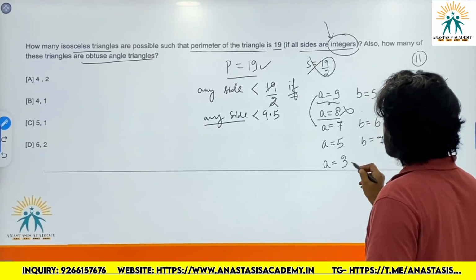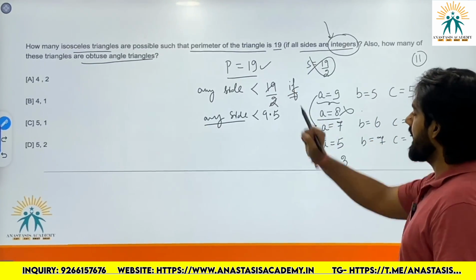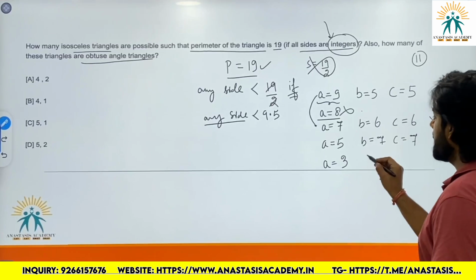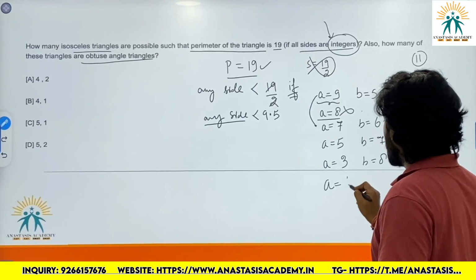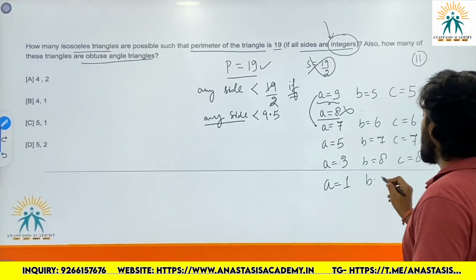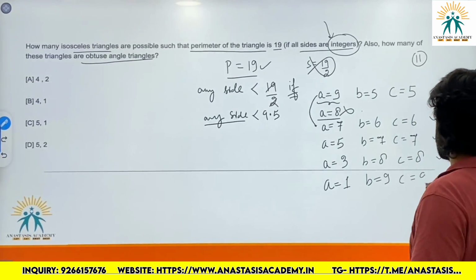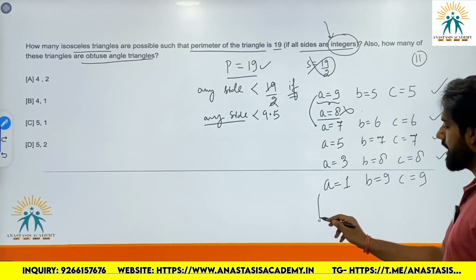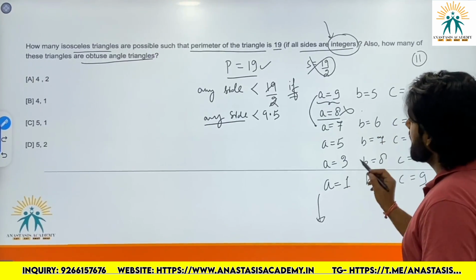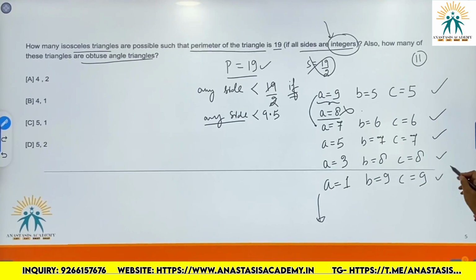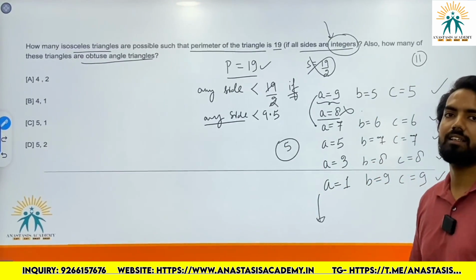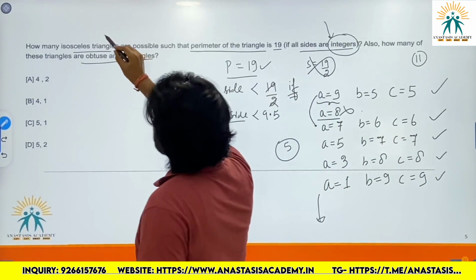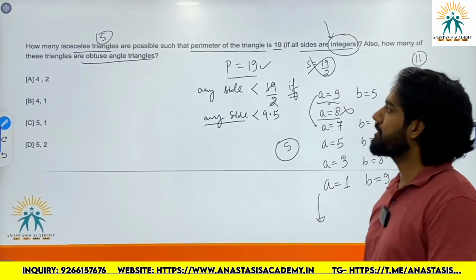When A is 3, I get the sum of the other two sides as 16. So I get B as 8, C as 8. This is one isosceles triangle. And when I have A as 1, I get B as 9 and C as 9. I cannot move further. I cannot have a side less than 1 because it's the smallest positive integer. So the total number of such isosceles triangles possible is 1, 2, 3, 4, 5. So 5 such isosceles triangles are possible. So the answer of the first part of this question is 5 isosceles triangles.